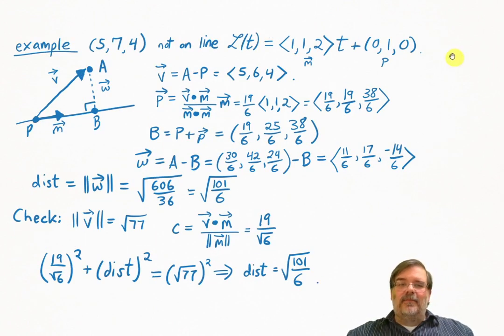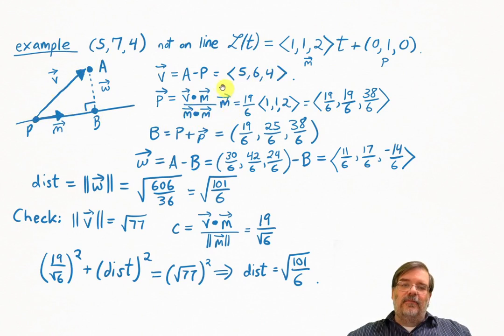As a second example, this example is a little bit nicer because the numbers are a little bit easier to deal with. We previously learned that the point 5, 7, 4 is not on this line with equation 1, 1, 2 times t plus 0, 1, 0. So, same steps as before. I'm not going to bore you too much by reading through all the vectors, but just want you to become familiar with the process. So calculate the vector v from P to A. Calculate the projection of the vector v onto the vector m.